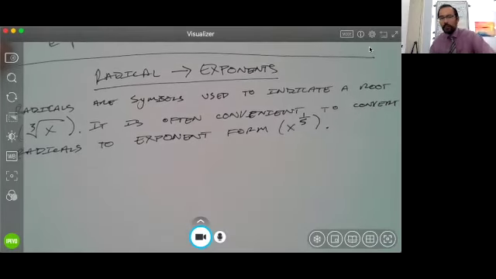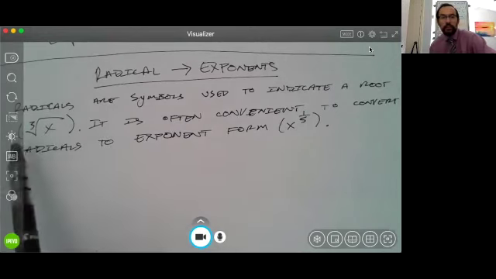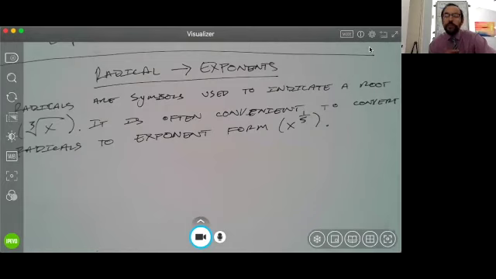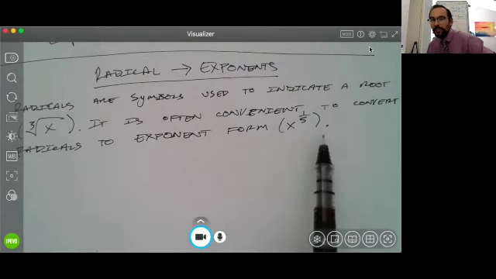So now that we've talked about end behavior, let's go ahead and jump right into the radicals. So a radical, you've seen them before. They're just symbols used to indicate a root. So if I wanted to say, let's say cube root of x or square root of x, that would be called a radical symbol, right? It is often convenient to convert radicals to their exponent form, which I've shown you right here with this x to the power of 1 over 5, okay?